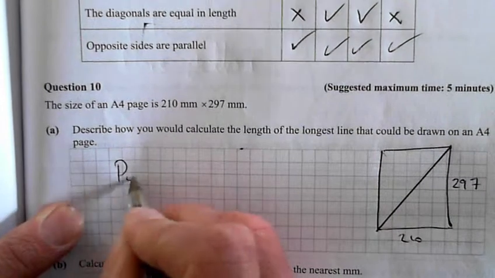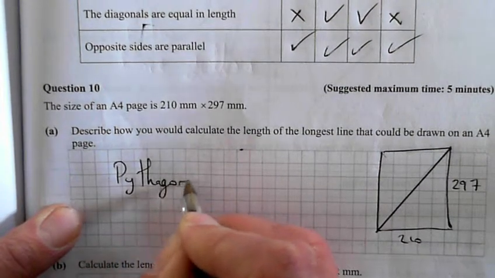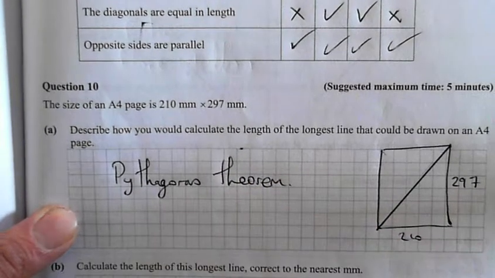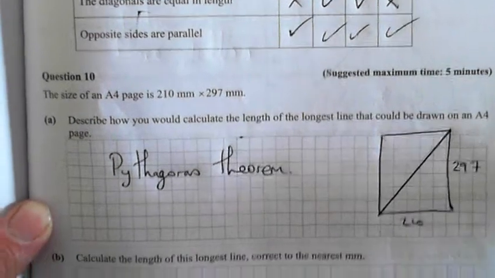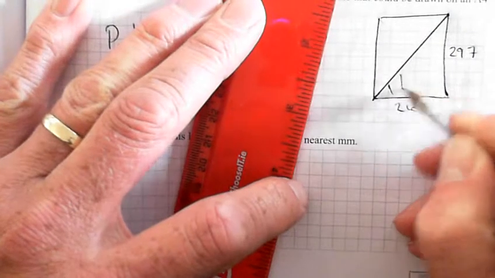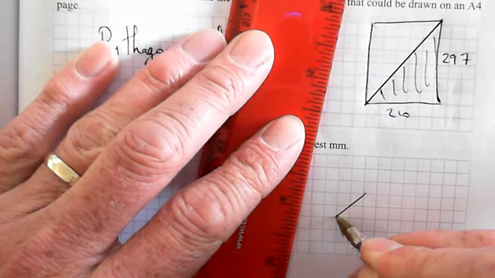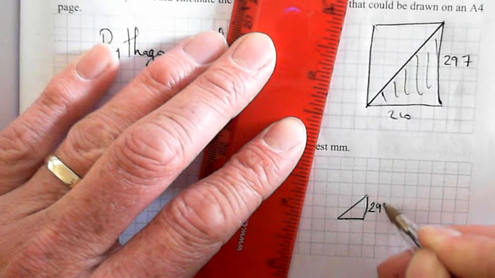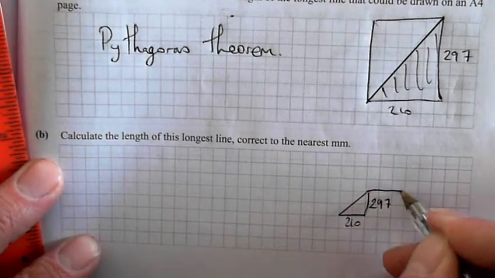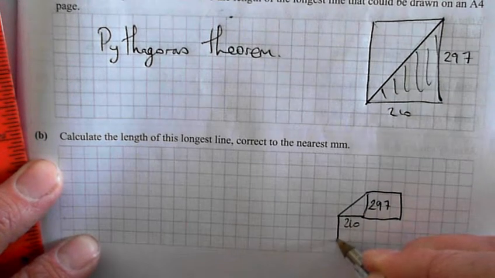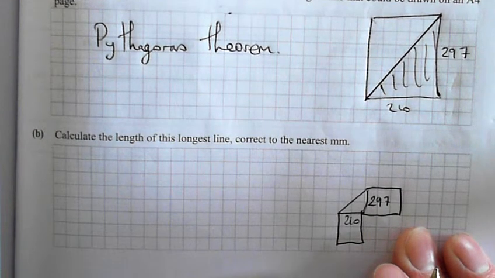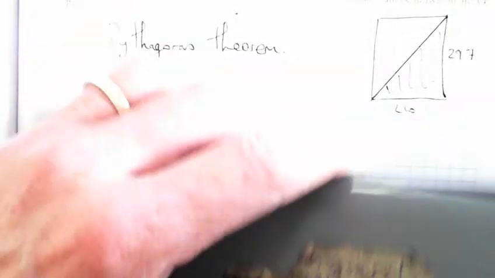So it says describe how you could calculate the length. So all you have to write down is Pythagoras theorem. Now the next one, actually go ahead and calculate it. So we'll just draw this triangle smaller down here. 297 and this 210. So you have to square 297, square 210, and add them together. Can you do that now? Get the calculators out.